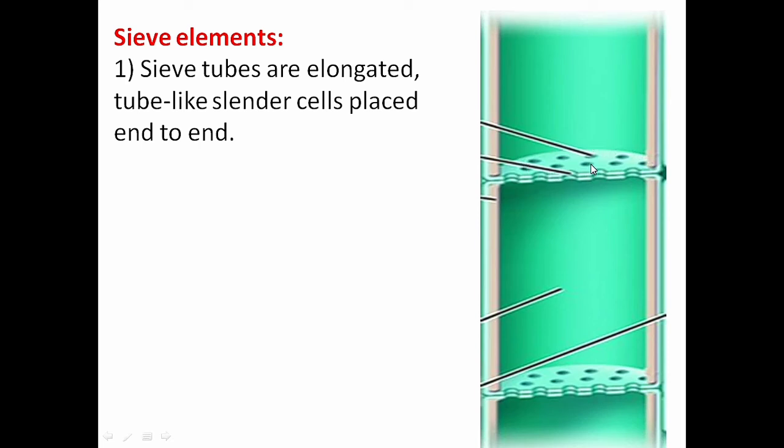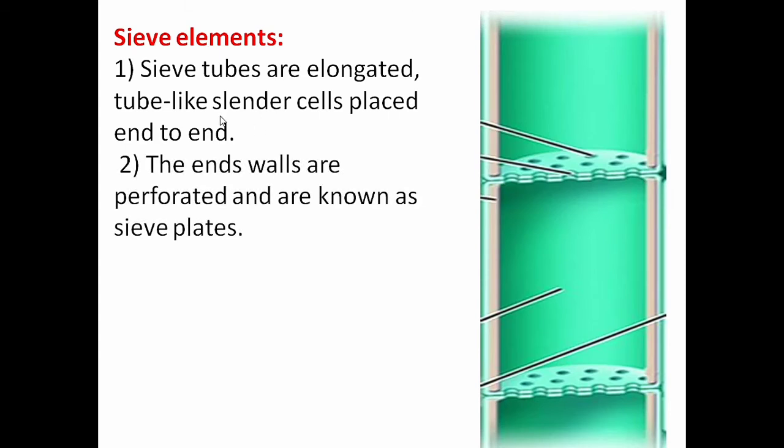Sieves are holes. In building construction sites, a sieve is used to separate dust particles from sand. In the kitchen also, a sieve is used to remove impurities from food items. The end walls are perforated. Perforation means holes, and these are known as sieve plates.